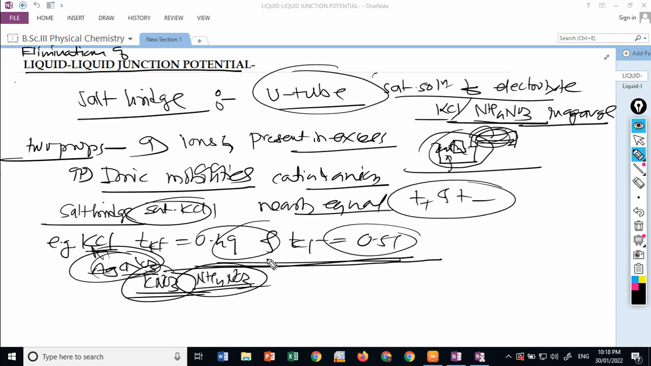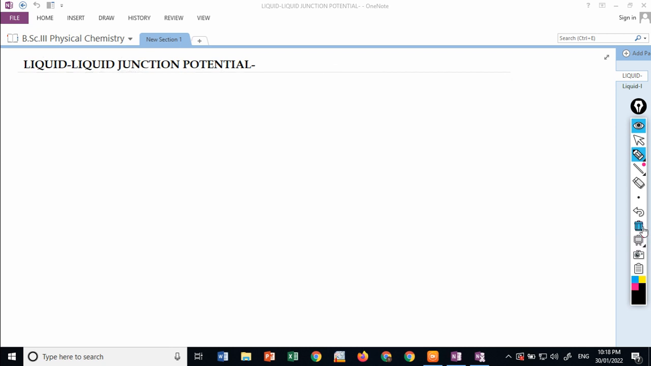Now we'll see the determination. I hope everybody has understood this. Here I'll write: determination of liquid junction potential. Liquid junction potential can be determined as follows. We have different methods. The first method is method A.